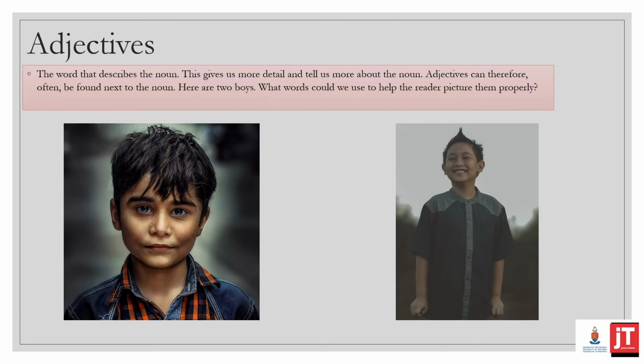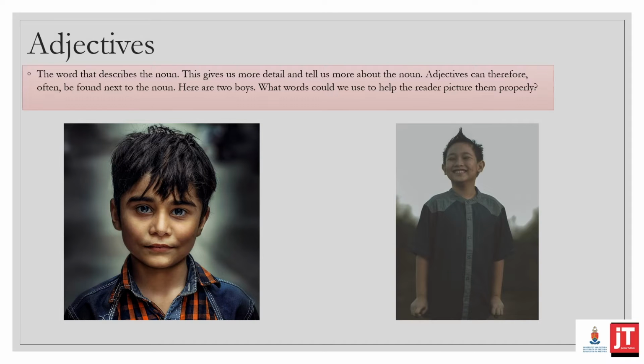Now we're going to move on to our adjectives, and the reason why we needed to revise our nouns is because adjectives and nouns are kind of a package deal, in the sense that an adjective helps us to understand a noun a little better. So let's have a look. Adjectives are the words that describe the noun. This gives us more detail and it tells us more. It helps us as the reader picture these people or these places or these things more vividly in our imagination. Adjectives can therefore often be found next to the noun, but not always.